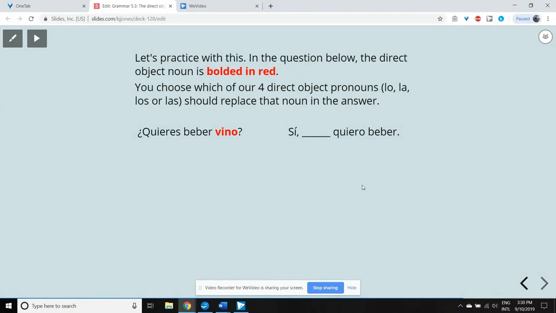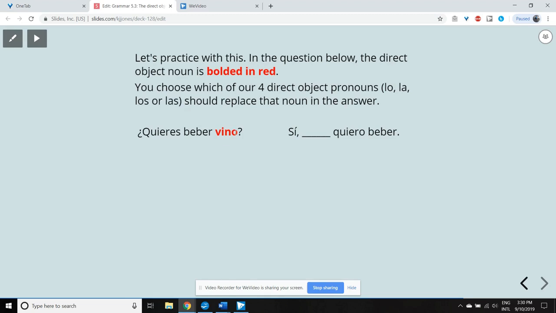So let's practice a little bit. And this is more of what we're going to be doing in exams and with exercises in both Connect and your textbook. So in the question below, which is all in Spanish, we're going to work in Spanish now because this is Spanish class. The direct object noun is bolded in red. Okay, and all you need to do is choose which of our four direct object pronouns we're working with right now, which is lo or la or los or las. Which one should replace it in the answer?